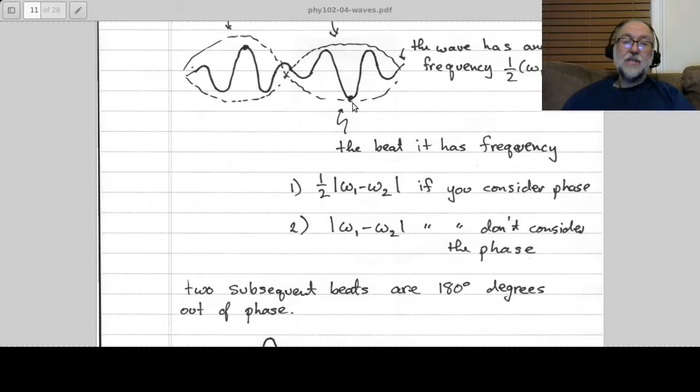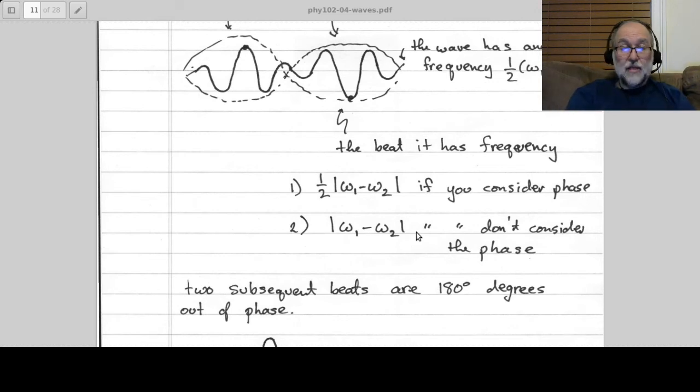Can't hear the phase shifts, and so we don't actually hear the beat at 1/2 of the difference. We actually hear it at just the difference. Okay, so that's a little bit subtle. But just remember that humans, when we hear the beating, we will hear it as just the difference between the two frequencies. And the lines here mean absolute value. It doesn't matter which one's bigger than the other. So you just subtract the two and you take the absolute value.